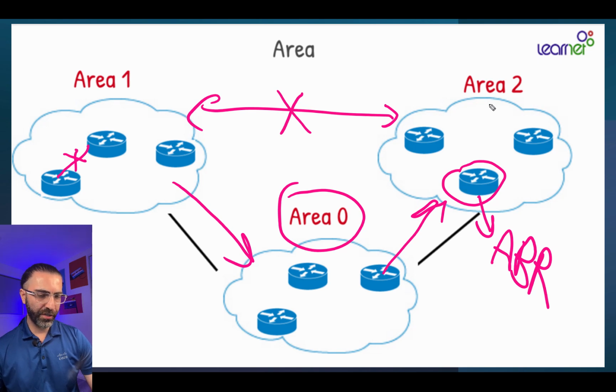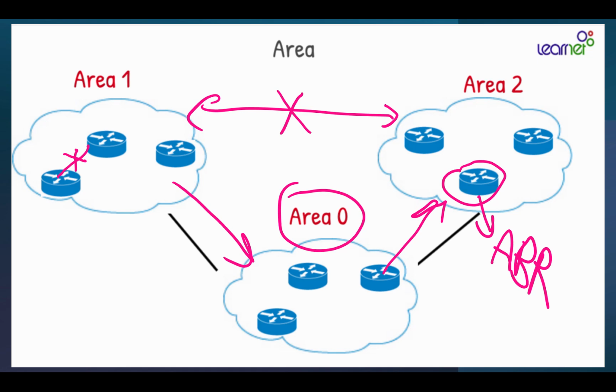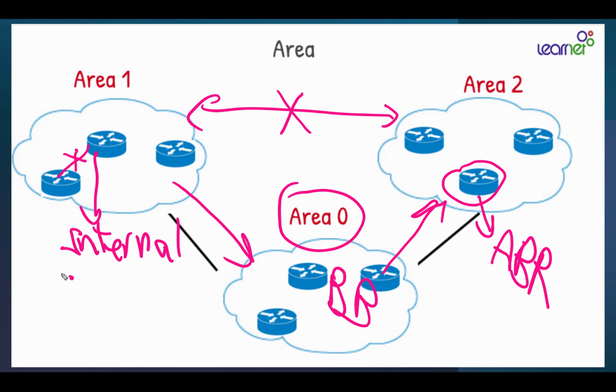Some other terminologies: the routers inside area 0 are called backbone routers. So these routers are backbone routers. Other routers are called internal routers. So the routers that are in a non-backbone area are called internal routers. The routes that are exchanged internally within the area are called intra-area routes, and the routes that are exchanged between the areas are called inter-area routes.